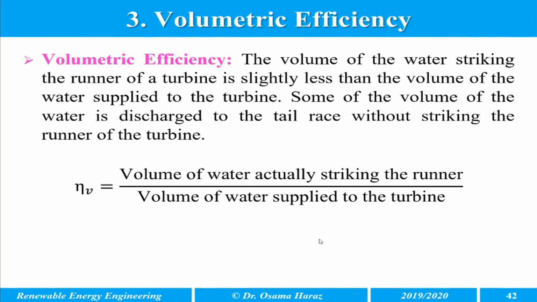The third type of efficiency is called volumetric efficiency. The volume of water striking the runner of a turbine is slightly less than the volume of the water supplied to the turbine. Some of the volume of the water is discharged to the tail race without striking the runner of the turbine. So eta V is the volume of water actually striking the runner divided by the volume of water supplied to the turbine. If there is waste water that will not strike the turbine, it will not contribute in generating electricity, so it will reduce the volumetric efficiency, eta V. So eta V will not become 100%, it will be reduced.